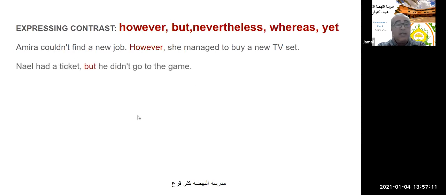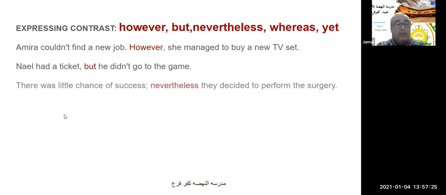Let's look at the second example. Nail had a ticket, but he didn't go to the game. This means that Nail could go to the game, but he decided not to. He had a ticket, but there's a contradiction. He didn't go to the game. There was little chance of success. Nevertheless, they performed the surgery. Okay, look at nevertheless. The contrasting ideas here are, first, there was little chance of success. Nevertheless, they decided to perform the surgery.